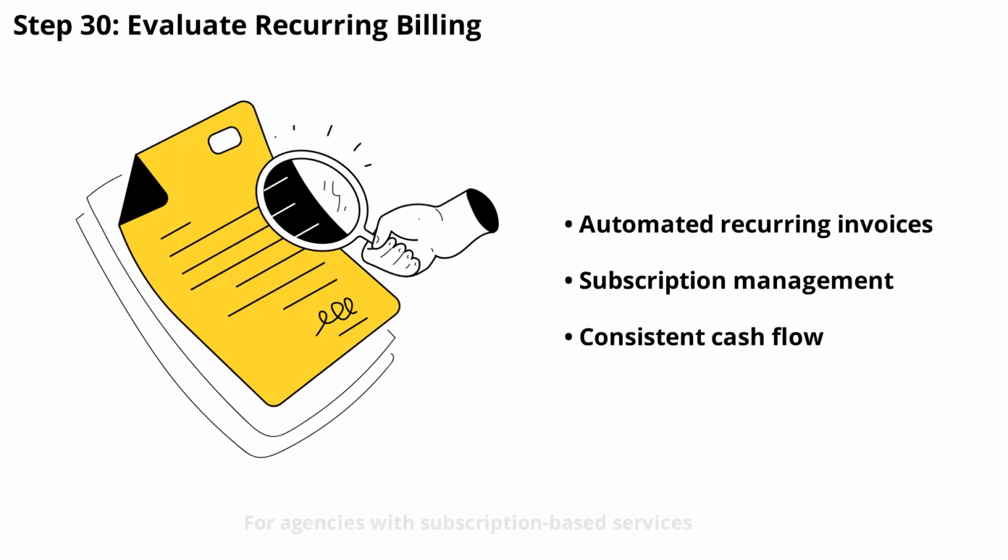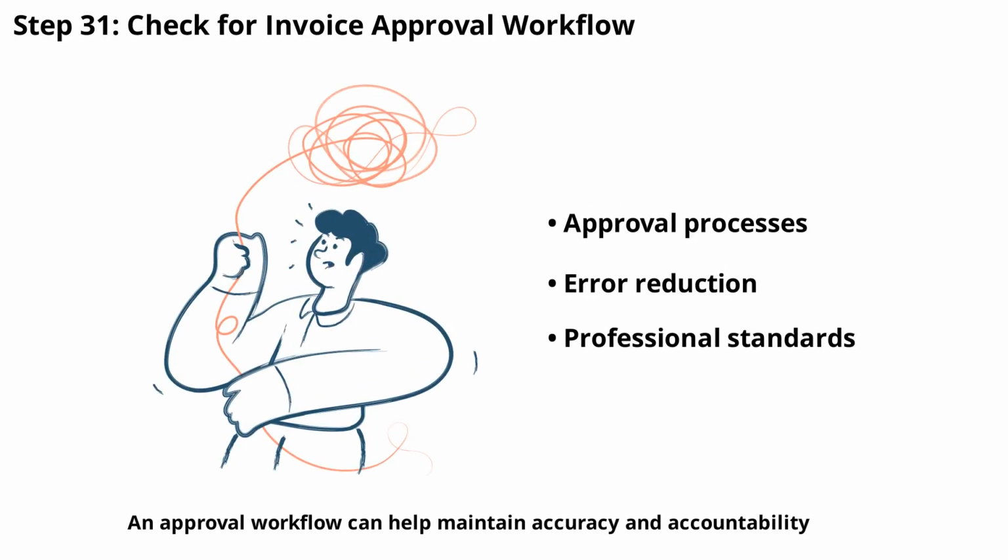For agencies with subscription-based services, recurring billing is a must-have. Choose invoicing software that can automatically generate and send invoices at set intervals, saving you time and ensuring consistent cash flow. An approval workflow can help maintain accuracy and accountability. Look for software that lets you set up invoice approval processes, ensuring invoices are reviewed before being sent to clients. This reduces errors and maintains professionalism.